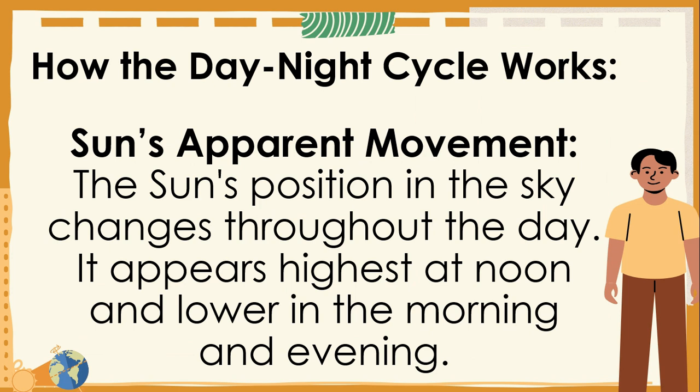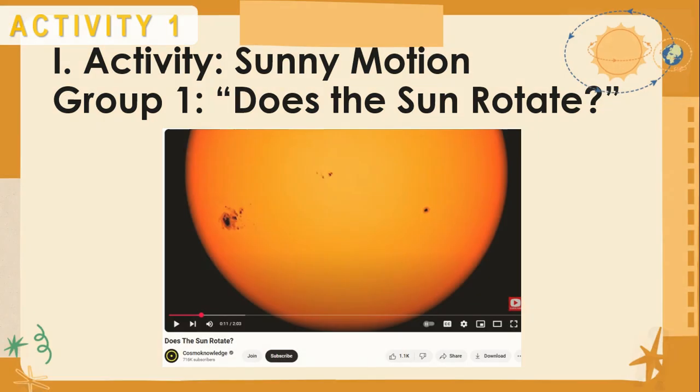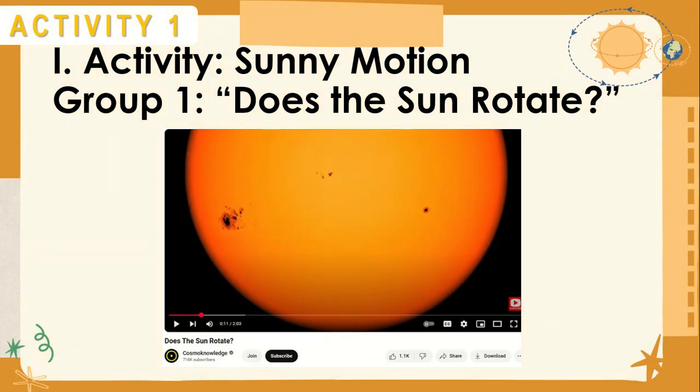Sun's apparent movement. The sun's position in the sky changes throughout the day. It appears highest at noon and lower in the morning and evening. Let's have an activity. Activity 1, Sun in motion.